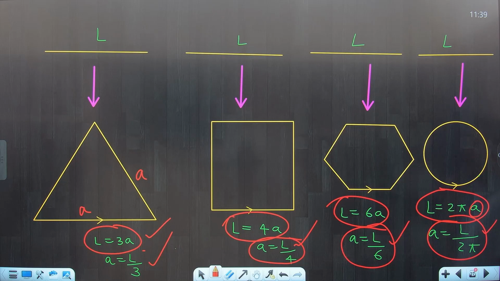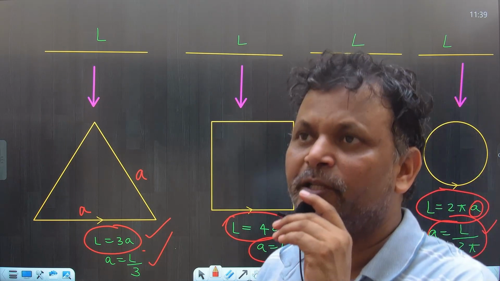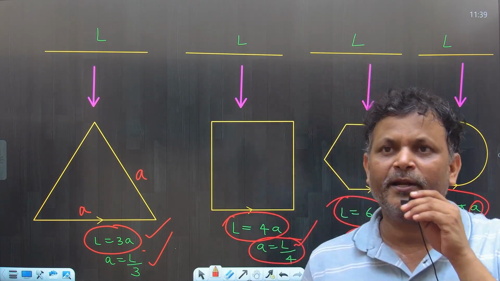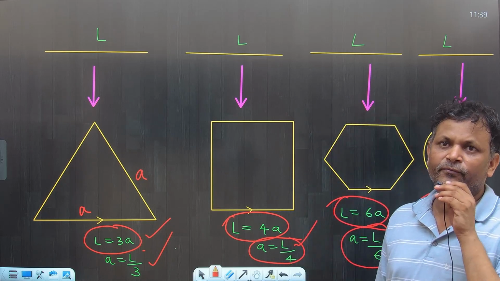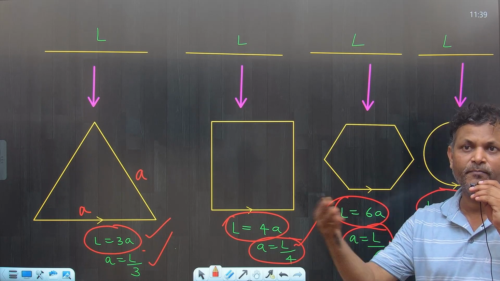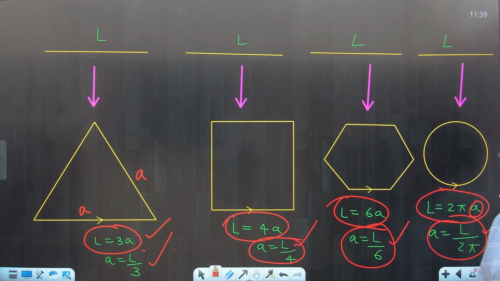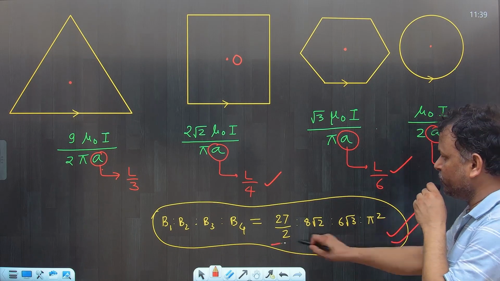So this was the question, that there are 4 wires having length L, and we have just converted these 4 wires into 4 different shape loops, and we want to calculate the ratio of magnitudes of magnetic field at the center of these polygons, and it was like this. Its answer was this, right?